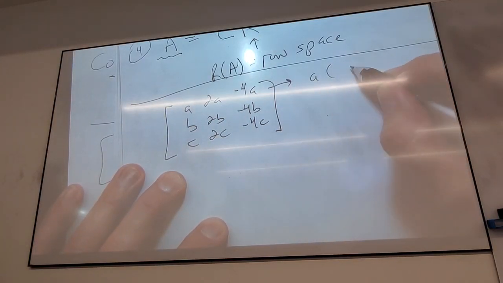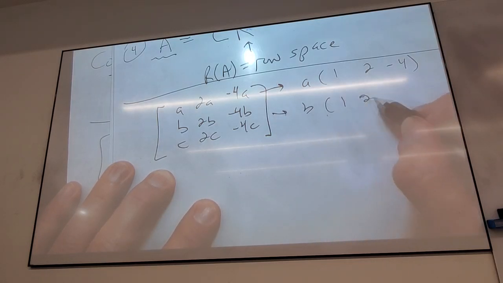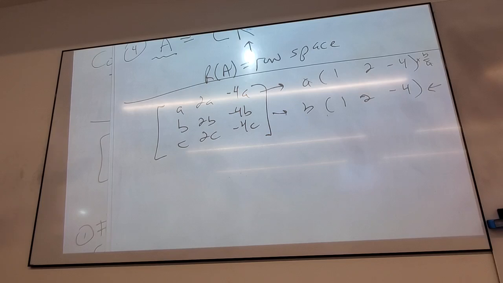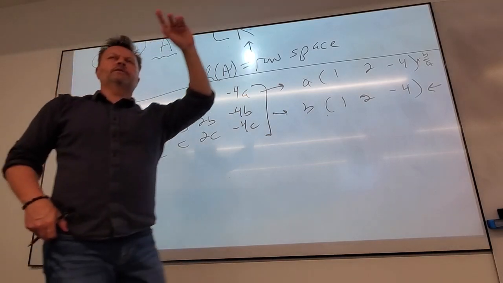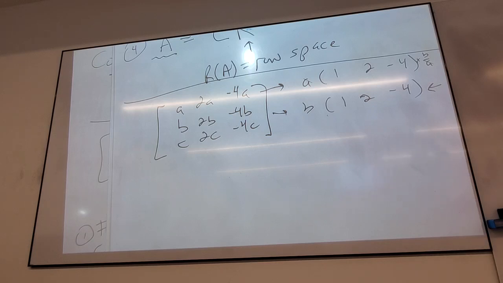Do you see how this is A times 1, 2, negative 4? Is that cool? Do you see how this is B times 1, 2, negative 4? So isn't the second row vector just B over A times the first one? Because then the A's would cancel and the B would go in. And then the third one, the same idea. So this isn't immediately obvious, why if there's one independent column, there's only one independent row. But this basically captures the idea of what would happen, right?